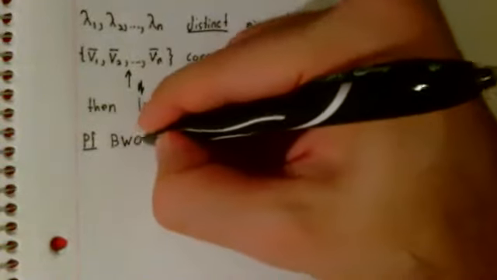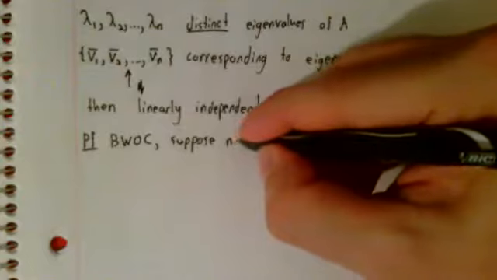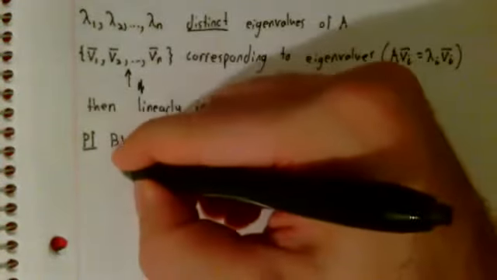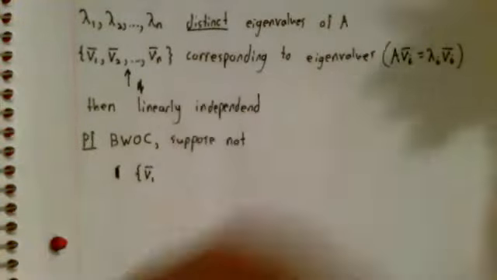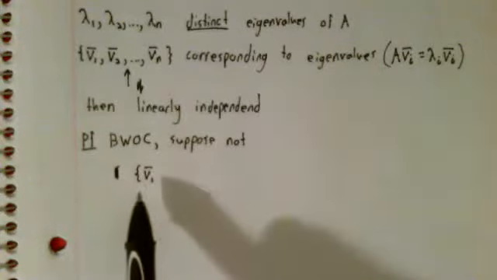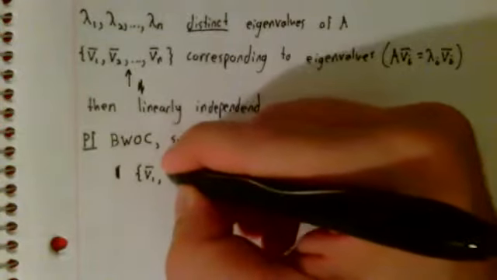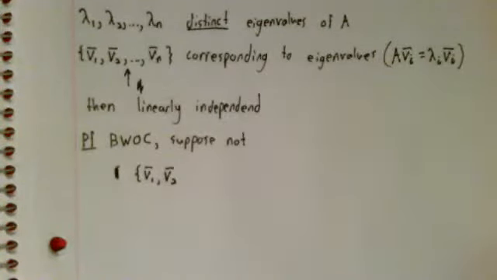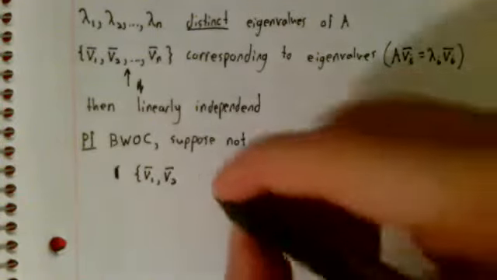By way of contradiction, suppose not. So suppose this is a dependent set. Well, certainly the set containing only the first vector, v sub 1, is linearly independent because v sub 1 is an eigenvector. It's definitely not 0. This set might be linearly independent, or it might not. If it's linearly dependent, we stop. If it's linearly independent, we keep going.